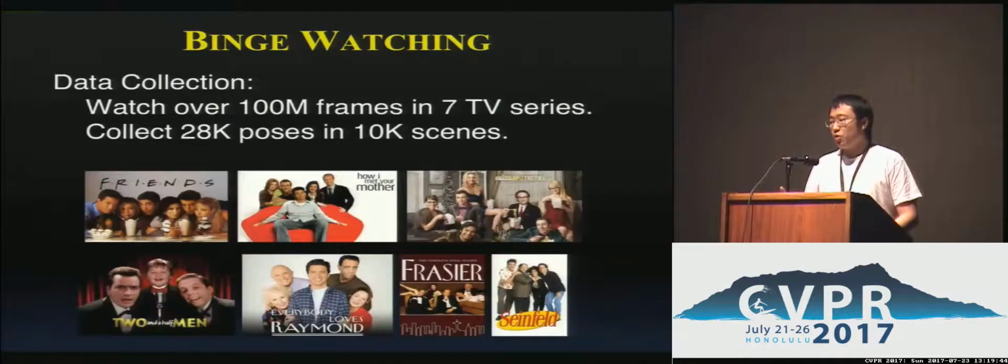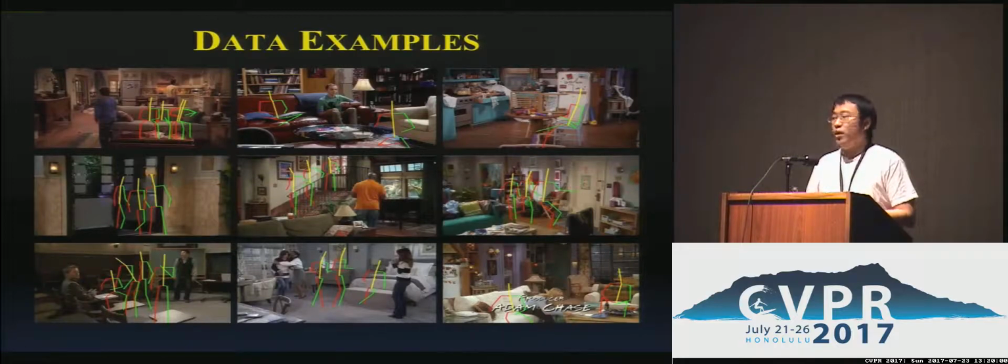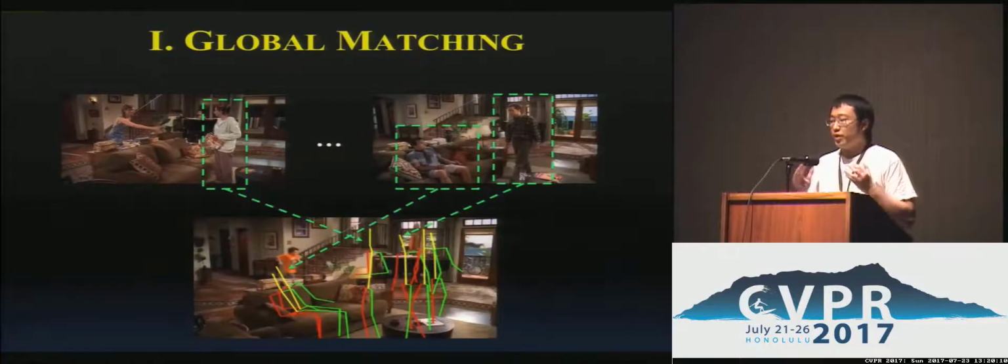In this paper, we're going to collect the affordance data by watching TV shows. Our algorithm scans through 100 million frames in 7 TV series, and we collect 28,000 poses in 10,000 scenes. Before showing how to collect the data, I would like to first show you some examples. We can see we can collect all these poses walking down the stairs or walking towards the bed and sitting down.